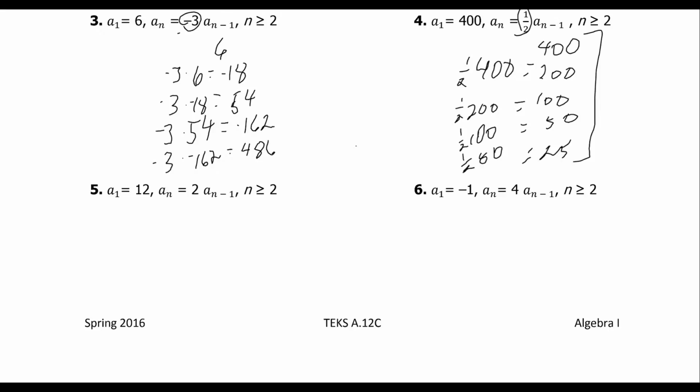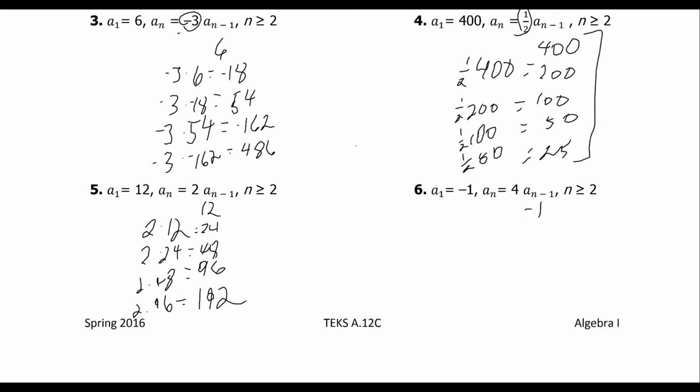Alright, number 5. We start off with 12. 2 times 12 equals 24. 2 times 24 equals 48. 2 times 48 equals 96. 2 times 96 equals 192. Let me go back and make that actually look like a 96. There we go.